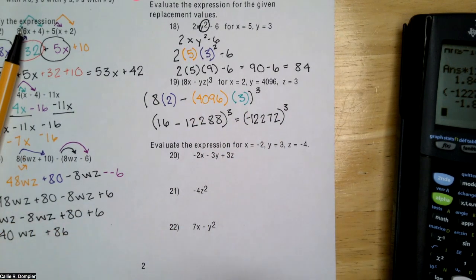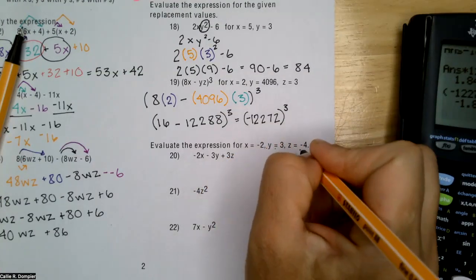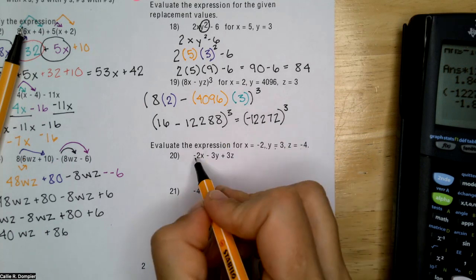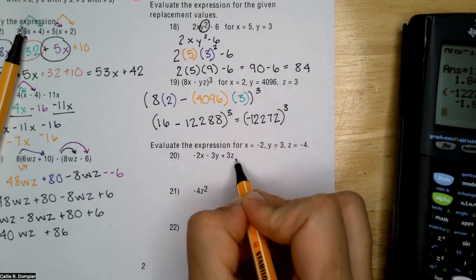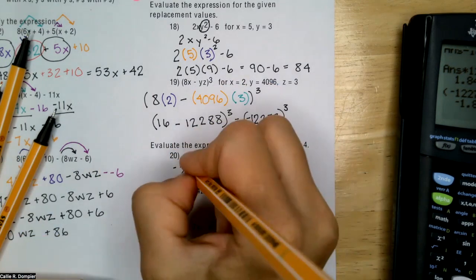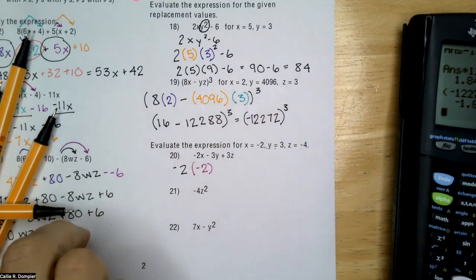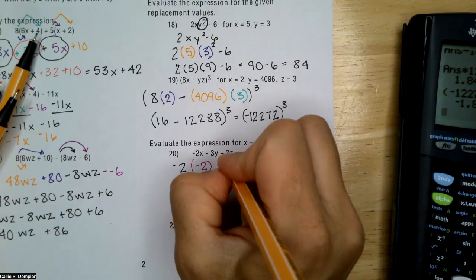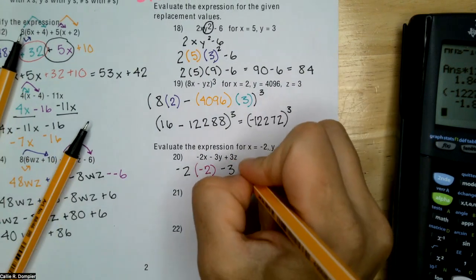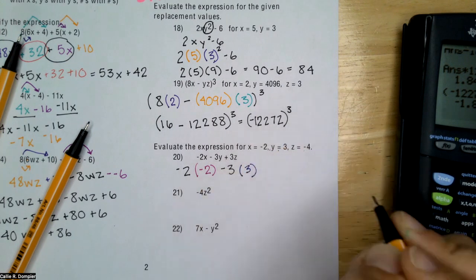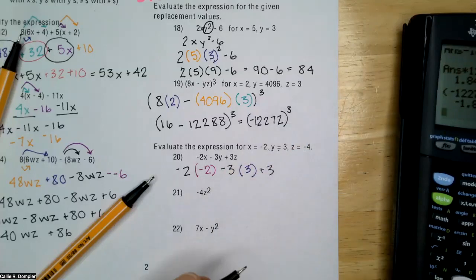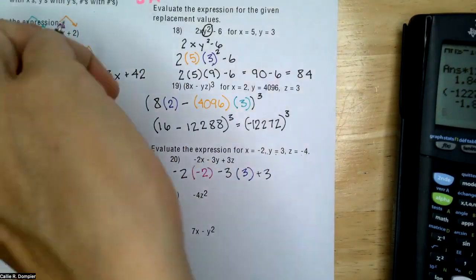Number 20. X is -2, y is 3, z is -4. Okay, make sure you're paying attention to the negatives, make sure you're using parentheses. So we have -2x minus 3y plus 3z. -2 times x. What did we say x was? X is -2, minus 3 times y, 3, plus 3 times -4.